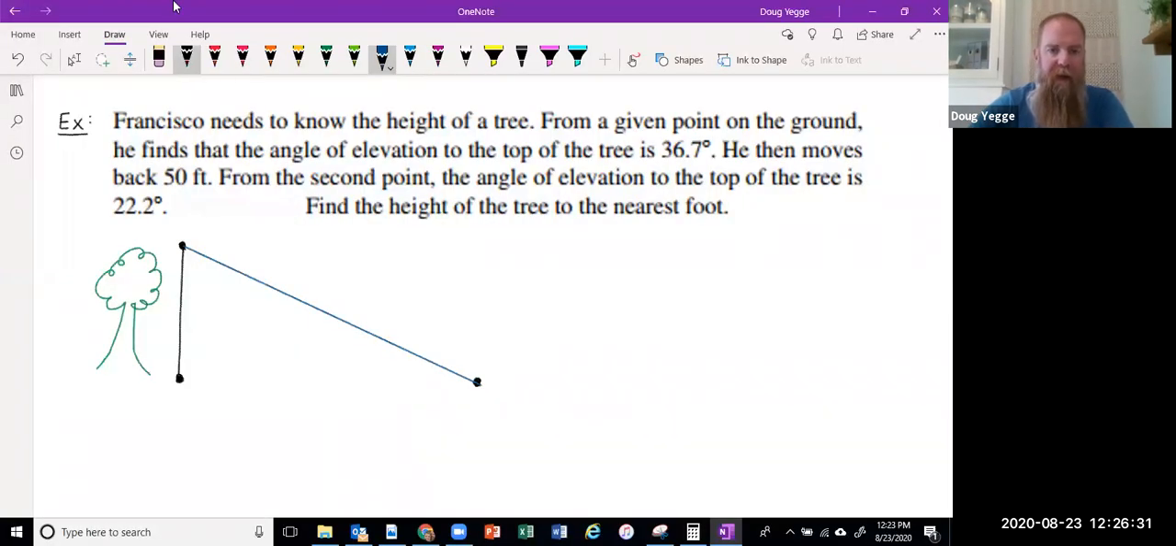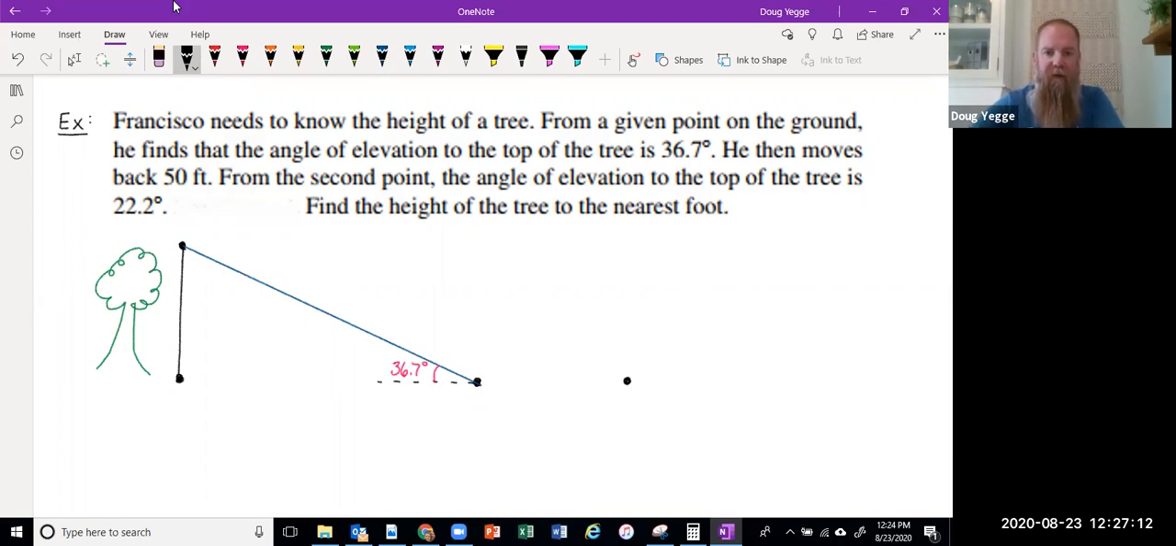Now keep in mind that an angle of elevation is always from a horizontal and looking upwards. So the angle of elevation here is from the base up to the line of sight to the top of the tree. So we know that this is 36.7 degrees. It says he then moves back 50 feet. So that means that he's moving away from the tree. Otherwise, if he was to move this way, then he'd be moving towards the tree. So he's moving back, which means he's somewhere back here.